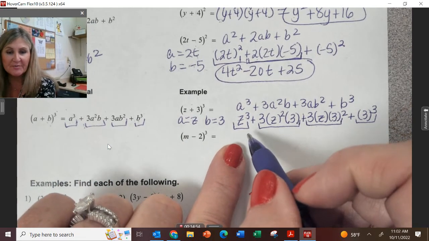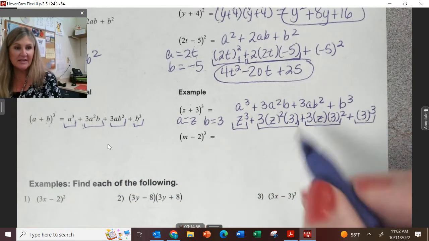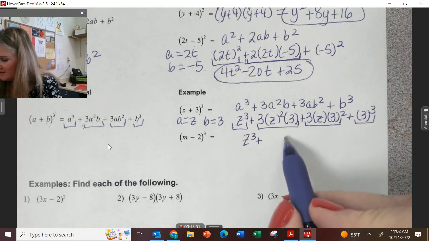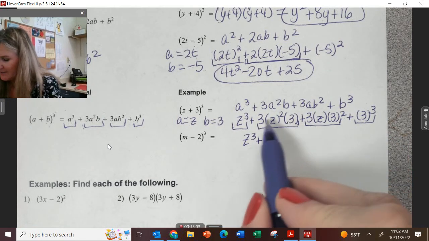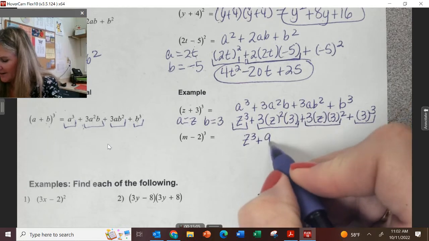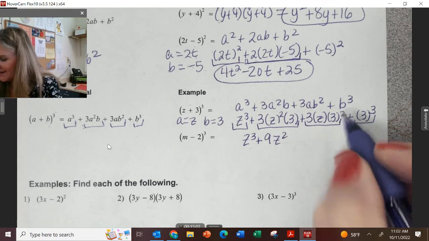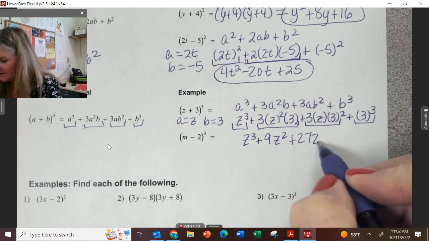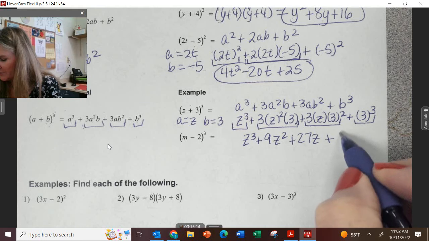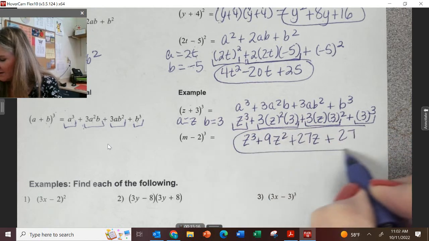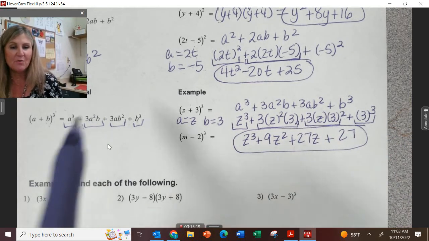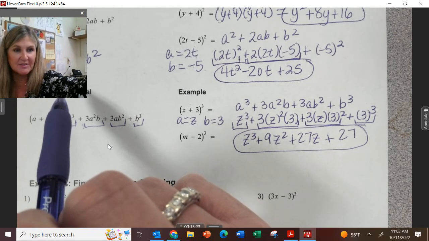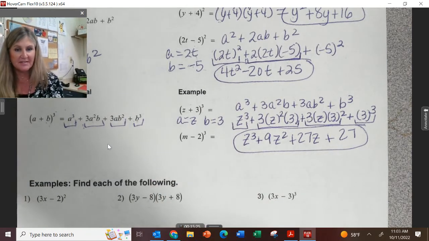So my first term then is going to be z cubed. Plus, on this one, I'm going to have 3 times z squared, 9z squared. On the next one, I'm going to have 3 squared is 9 times 3 is 27z. And on the last one, 3 cubed is 27. That's what I would get if I would have just kept multiplying that out. If I would have done z plus 3 times z plus 3 times another z plus 3.